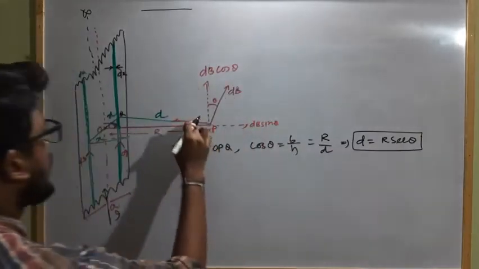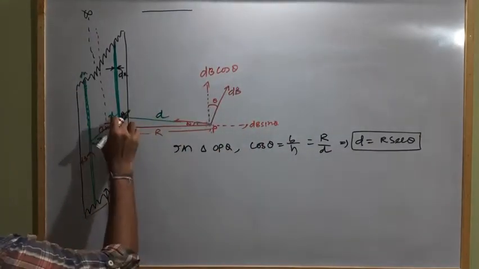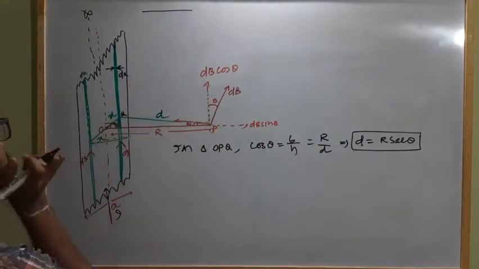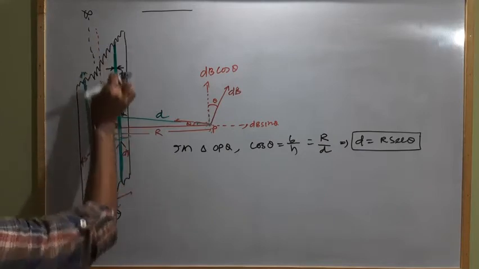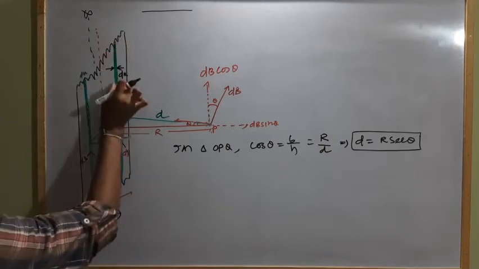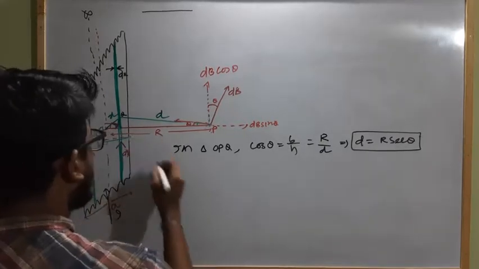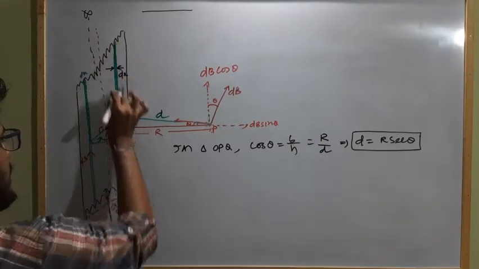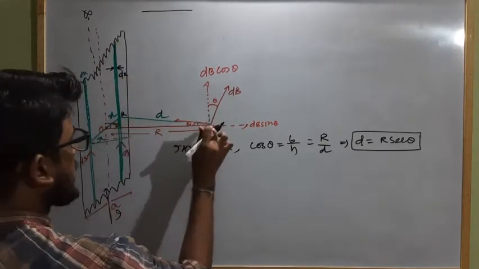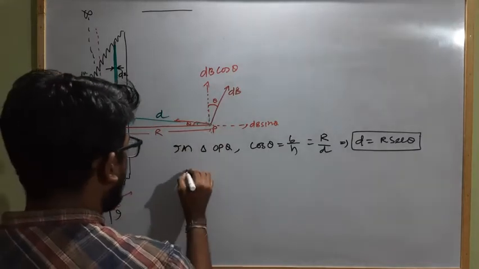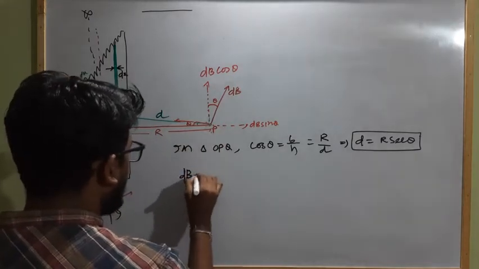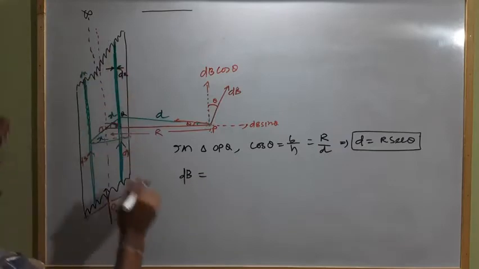Okay, d will be how much? r sec theta. So at this point, we can write the net magnetic field strength due to this infinitely long straight conductor of thickness dx. What is the value of dI? This is an infinitely long straight conductor, and from this it will be at a distance d. So the magnetic field strength at any point dB due to an infinitely long straight conductor is how much?